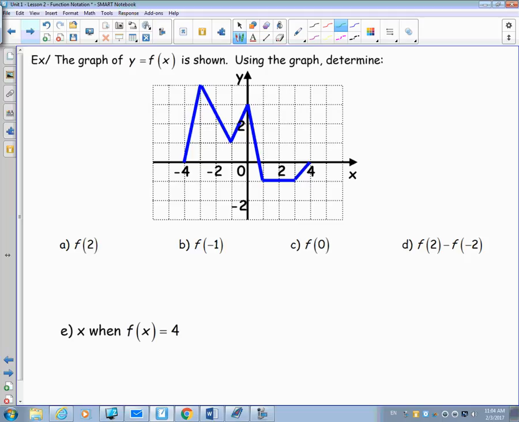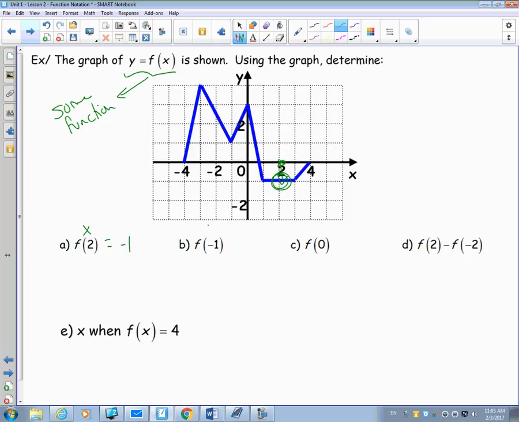So how do we work this? I have a graph of some function. I say y equals f(x). I'm just saying it's some random function, and it is a function, it passes the vertical line test. Using our graph, I want to determine some things. I want to find f(2). So when x is 2, here's where 2 is. Where is the function? Well, it's down here at that point. What is that point? It's negative 1.